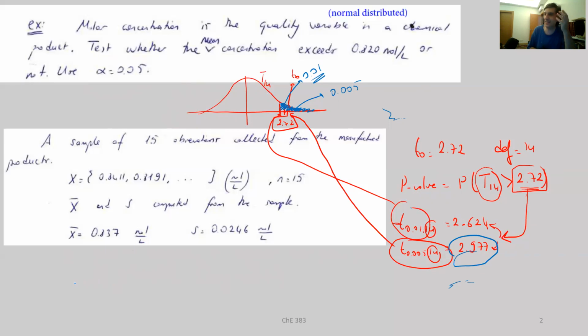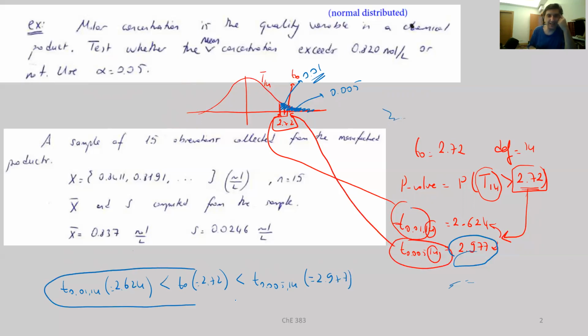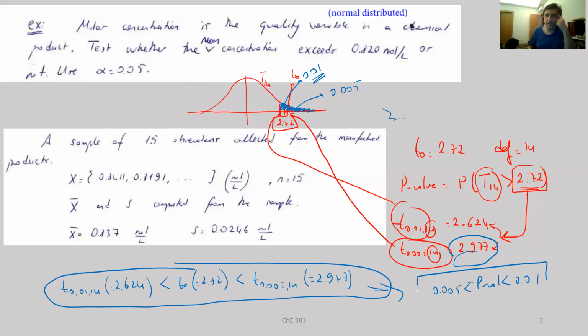Actually, you can do the whole thing more easily in this way. t 0.01 at 14 degrees of freedom is 2.642. Our value that we would like to find is t0, which is equal to 2.72, which is smaller than t 0.005 at 14 degrees of freedom, which is equal to 2.997. Since this is the case, the p-value is going to be between 0.005 and 0.01.